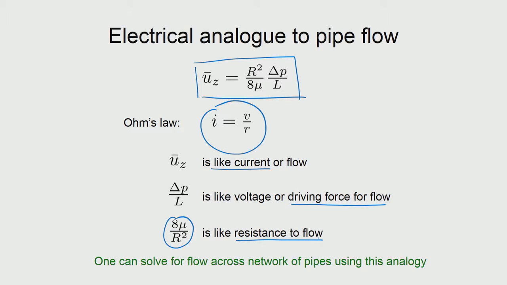So, it means that pipes which have a narrow diameter would require more pressure drop to have the flow take place at the same magnitude. Once you compare, you can already see that we have an electrical analog. The current is like the flow, the pressure drop per unit length is like the voltage, and we have a quantity that is like a resistance. So, just like one would solve circuit problems in electrical engineering, you could also do the same thing with pipe flows.